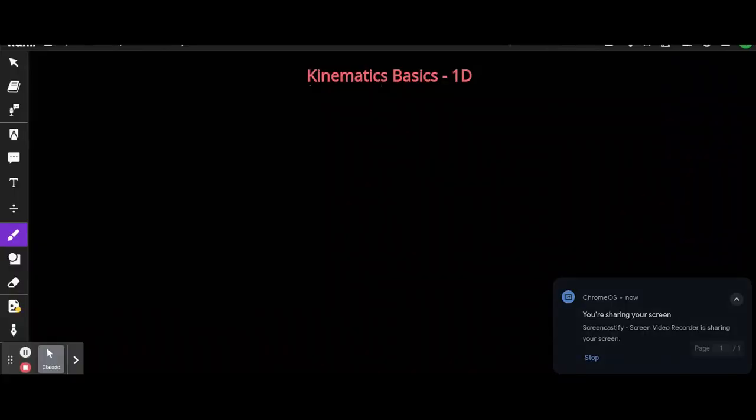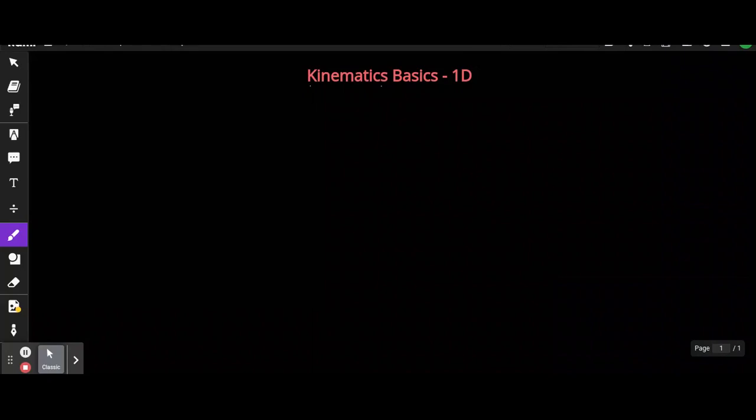Hi everyone! Today we're going to be going over the basics of kinematics in one dimension. So the first thing that we're going to do is define two important topics that are used in physics quite a bit: vectors and scalars.